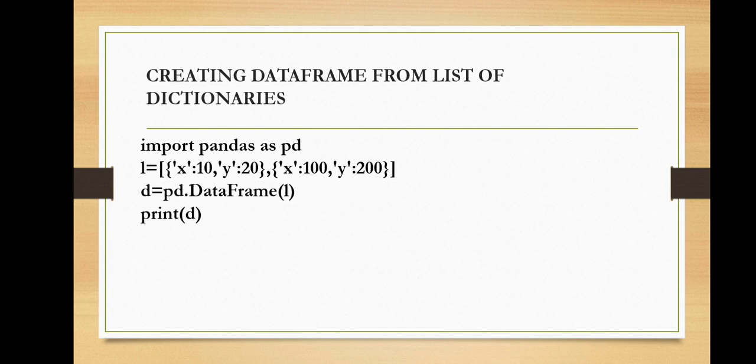Next, we are creating a data frame from a list of dictionaries. In the previous example, we took a list of lists. Now we are taking a list of dictionaries. Again, in this list there are two elements. The first element is a dictionary, the second element is also a dictionary, and both the dictionaries have two key value pairs. In the first dictionary, the first key value pair is x:10 and the second key value pair is y:20. x is the key and 10 is the value, y is the key and 20 is the value. In the second element, again the keys are the same, x and y, and their values are 100 and 200.